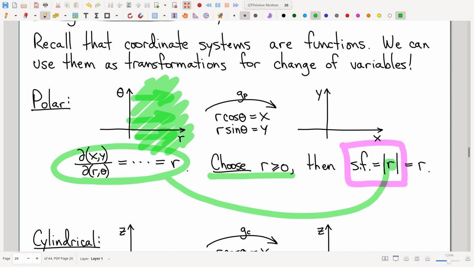And when I make that promise that I will never choose any negative values of R, in that case, now we're taking the absolute value of an established positive, or at least non-negative value, and therefore I can lose the absolute values. Yes? What does SF stand for? Stretching factor. Yeah, that's my little pencil saver.